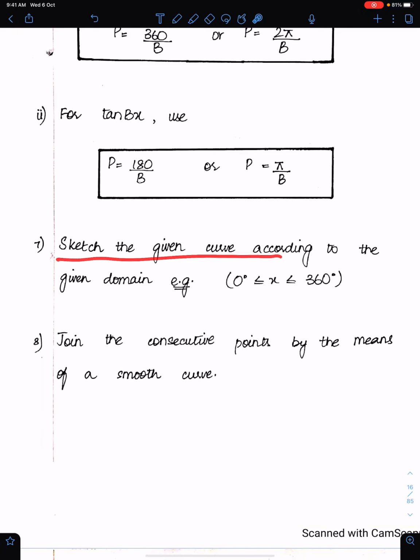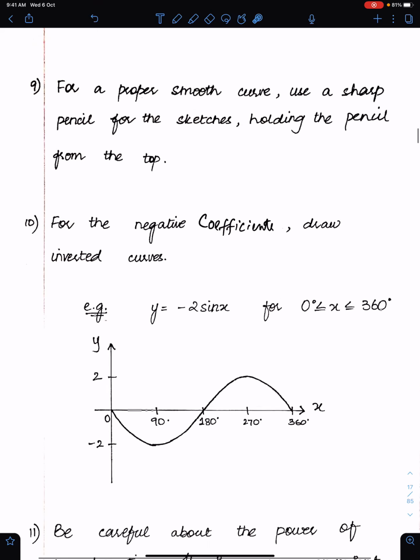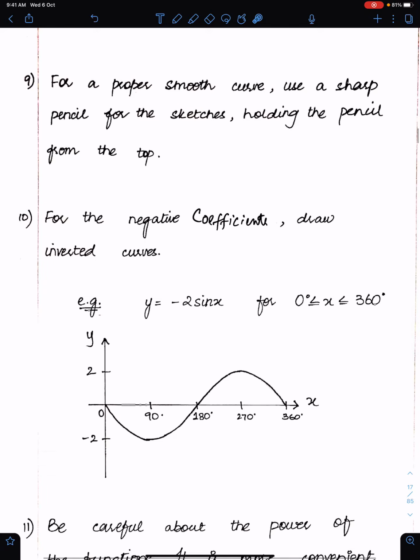Sketch the given curve according to the given domain. Whatever the domain is given, you have to sketch the curve for that domain only. Join the consecutive points by means of a smooth curve. If we have these points, then we have to join these points by means of a smooth curve. For a proper smooth curve, use a sharp pencil for the sketches and hold the pencil from the top.